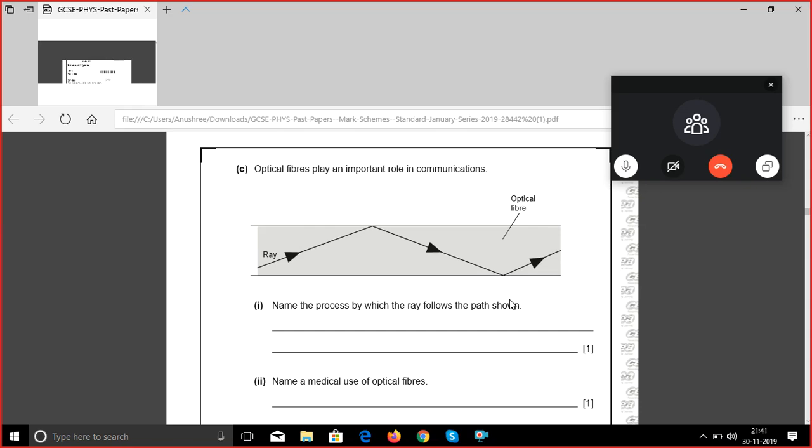Name the process by which the ray follows the path shown. Its reflection. It's total internal reflection. Definitely it's a reflection, but it's a total internal reflection. So is it clear what total internal reflection is? First, tell me, can you explain what total internal reflection is?